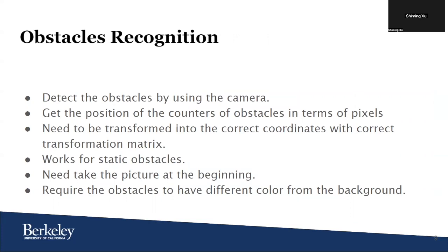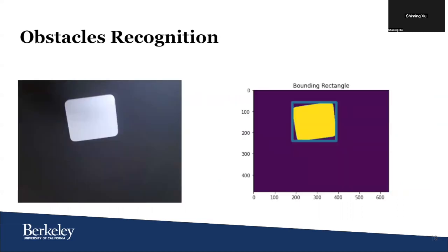Then, the taken picture will be transformed into the threshold picture. Because the obstacles are chosen to have different colors from our background, the obstacles would differ from the background in the threshold picture. Then, we make rectangular contours around the obstacles. With these contours and the coordinates, we can get the information of the location of the obstacles. With that information, we can form our constraint for our MPC with the proper transformation matrix.